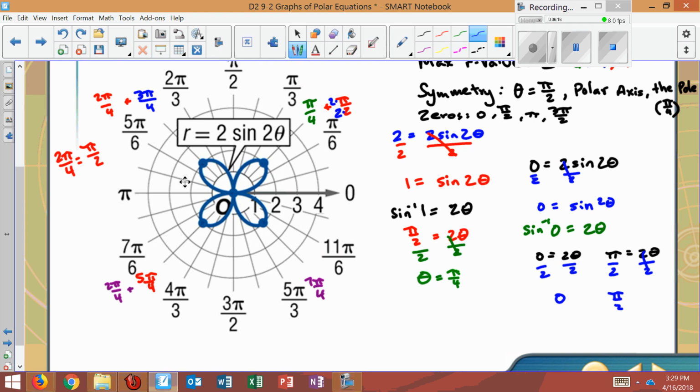How do I get the others? We just follow the pattern. We already discovered that we needed to add pi over 2 each time. So if I add pi over 2, I get 1 whole pi, and add another pi over 2, and that's how you get 3 pi over 2.